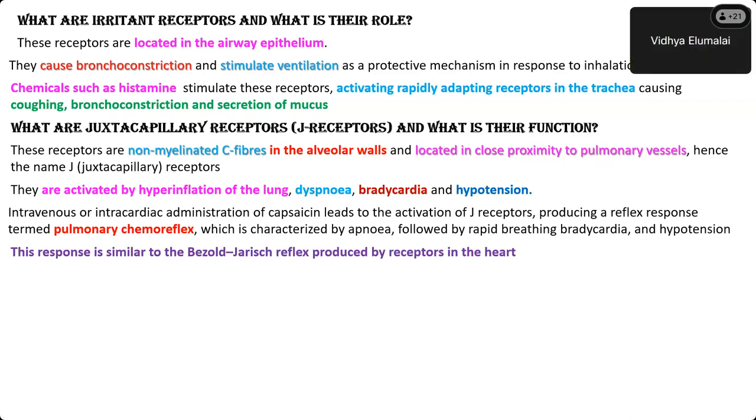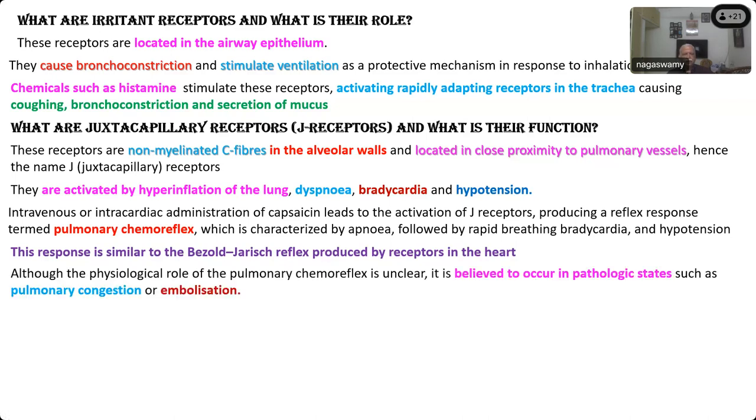Like what? Myocardial infarction. Or sometimes when you do a coronary angiogram and pass a guide wire, the direct touch, very unfortunately, can sometimes cause it. It is also called the Bezold-Jarisch reflex, which is a direct stimulation of the ventricular muscles. So although the physiological role of the pulmonary chemoreflex is unclear, it is believed to occur in pathologic states such as pulmonary congestion or embolism.